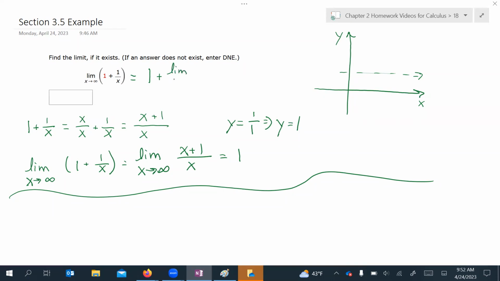There's a theorem in this section that says the limit as x goes to infinity of 1 over x is equal to 0. So here we end up with 1 plus 0, which gives us 1, which tells me the value of this limit is 1. So there are two different ways of thinking about it.